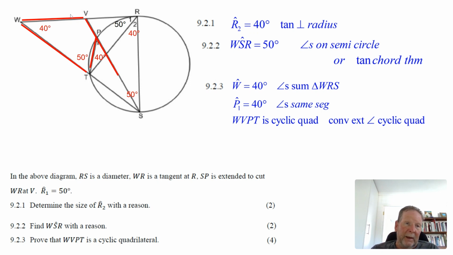Look at that. Here's the cyclic quadrilateral we're trying to prove, WVPT. There's an exterior angle, and it equals the opposite interior angle in there. So WVPT is a cyclic quad, and the reason is the converse of the exterior angle of a cyclic quad. And that's it.